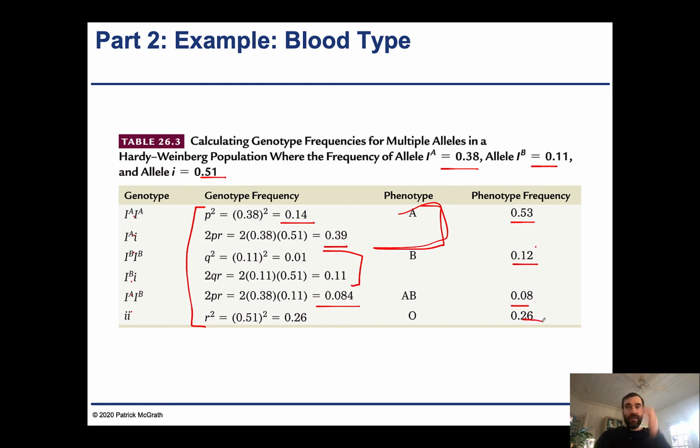So again, this all comes from the fact that alleles are not all equally common in a population, but they have their own allele frequency, which means the probability of being the A blood type is not the same as your probability of being a B blood type, and so forth.